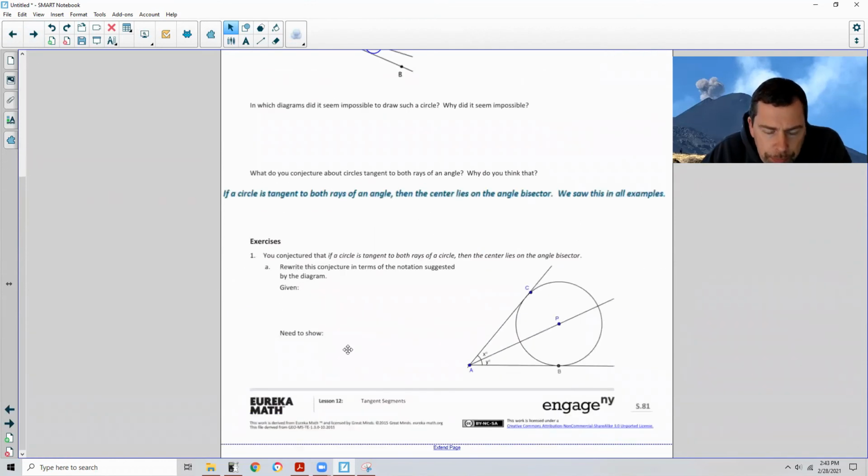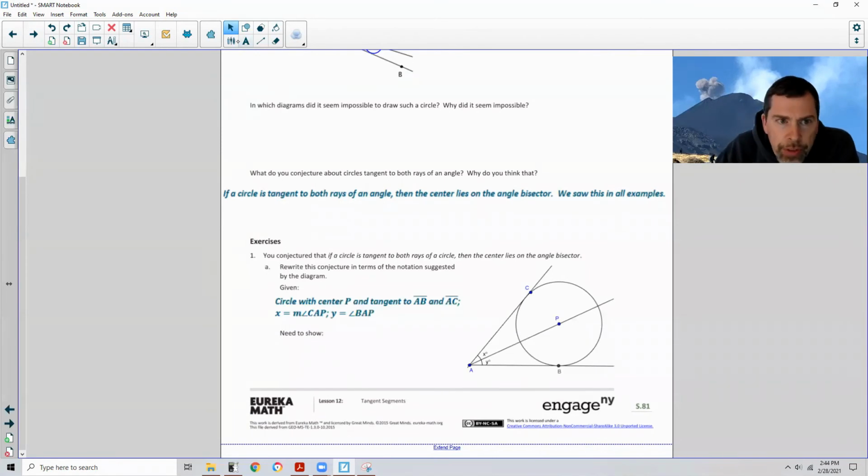Exercise 1. You conjectured that if a circle is tangent to both rays of an angle, then the center lies on the angle bisector. So rewrite this conjecture in terms of the notation suggested by the diagram. So what are your givens and what do you need to show? Okay, so what are we given?